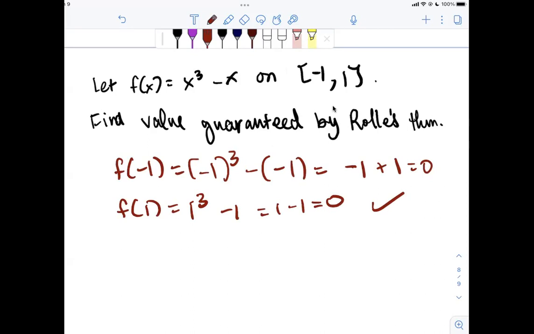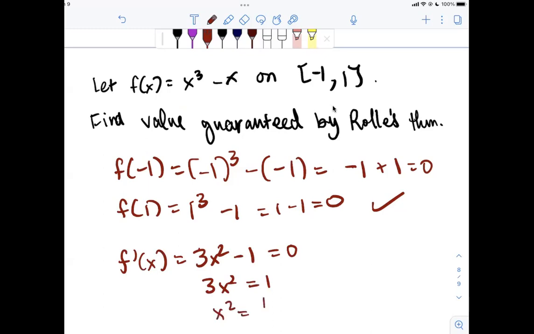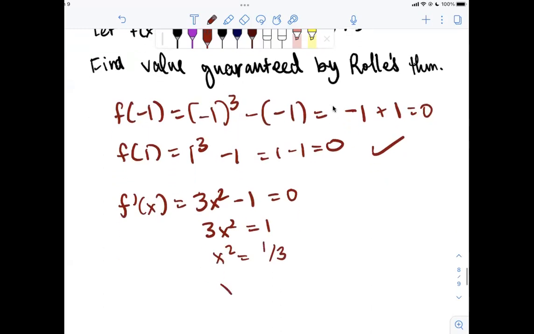So now we need to find f prime of x. So f of x is x cubed minus x, so we're just going to use the power rule again. So 3x squared minus 1, and this has to equal 0. So 3x squared equals 1. So x squared equals 1/3, and x equals plus or minus the square root of 1/3.